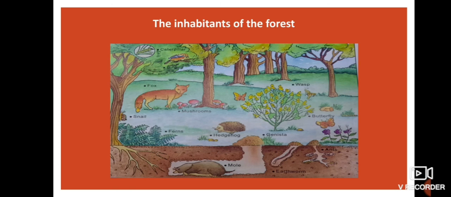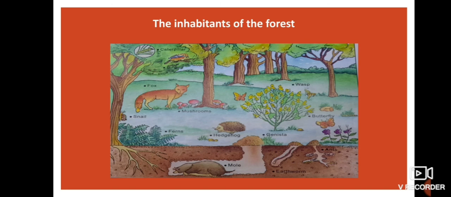Other plants of the forest are ferns, mushrooms, and genista. For example, mushrooms grow in the shade of the trees. We have many kinds of animals that live in the forest. Some of them are the fox, the snail, the bird, the wasp, the butterfly, the ants, the earthworm, the hedgehog, and many other kinds of animals.